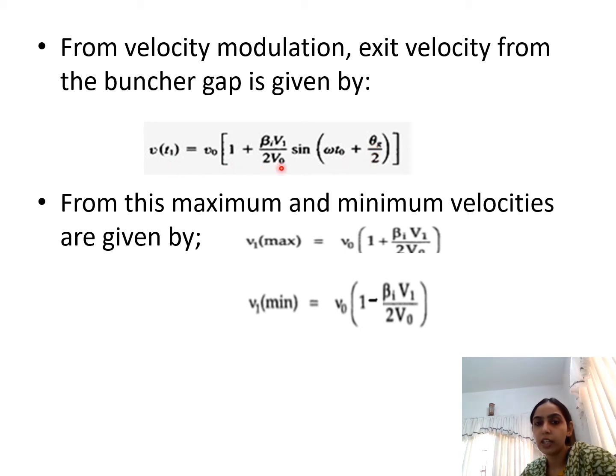By now we are familiar with all the parameters. θg is the gap transit angle, V0 is the DC voltage and V1 is the microwave voltage. From this equation you can write the maximum and minimum velocity. The maximum velocity is V0 [1 + β_i V1 / 2V0] and the minimum velocity is V0 [1 - β_i V1 / 2V0]. β is the beam coupling coefficient. Thus the magnitudes of the maximum and minimum velocities are written.